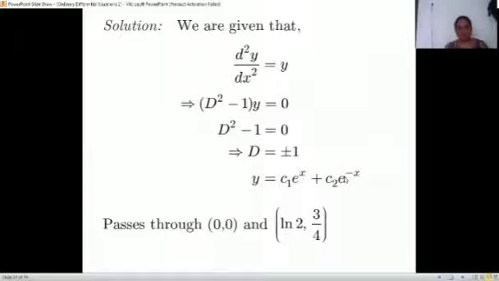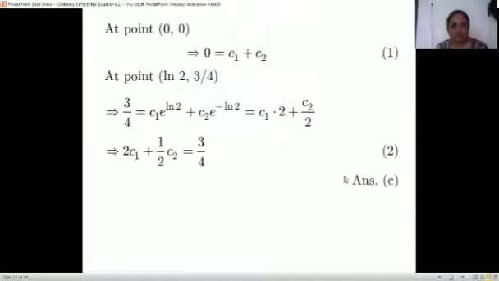And it passes through the origin, that is (0, 0), and (ln 2, 3/4). At the point (0, 0), x is 0 and y is 0, so we substitute both values and get this equation. Secondly, at the point (ln 2, 3/4), y is 3/4 and x is ln 2. So c1 times e^(ln 2), that is 2, and e^(−ln 2), that is 2^(−1), that is 1/2. So we get the equation 2c1 + c2/2 = 3/4.